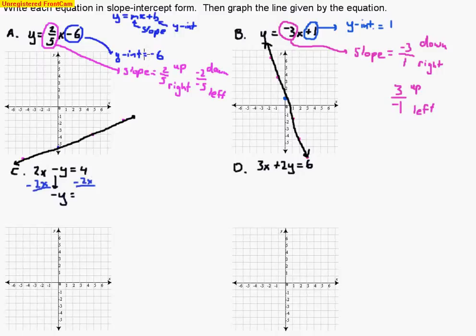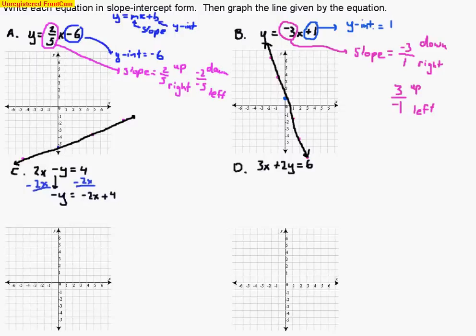I want it in this form up here, where it's y equals the slope times x plus the y-intercept. So I'm going to write down negative 2x plus 4. You see how 4 is positive. I'm subtracting 2x. That's why it's a minus 2x first.